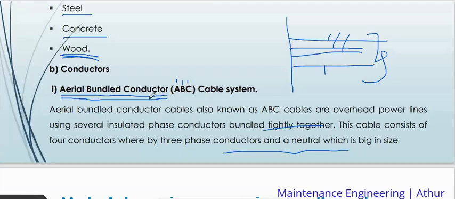The other thing is that it needs less structure. For these conductors, some of them need insulators. We are going to look at what we call a reel insulator.